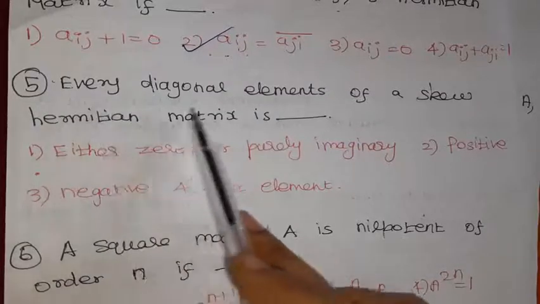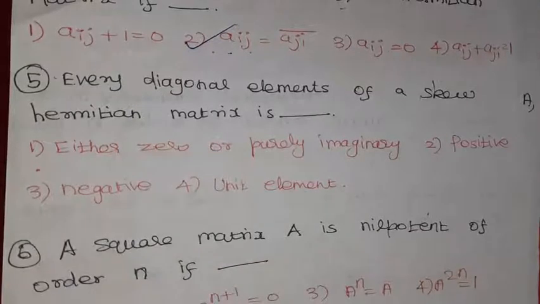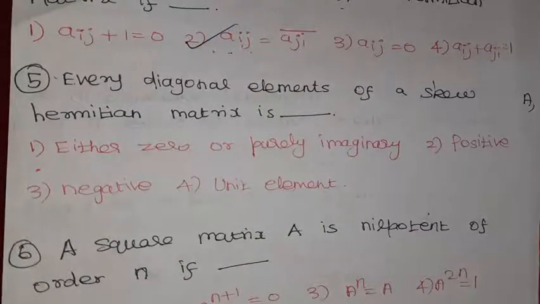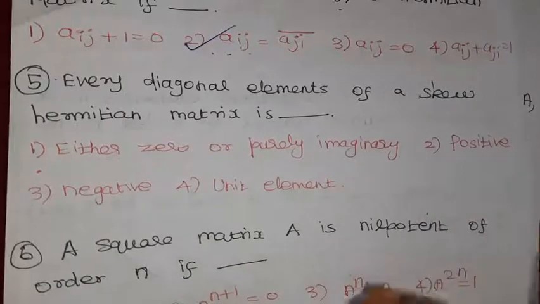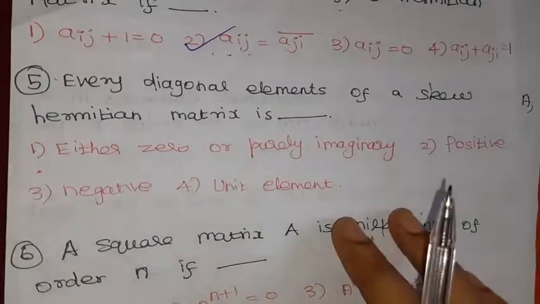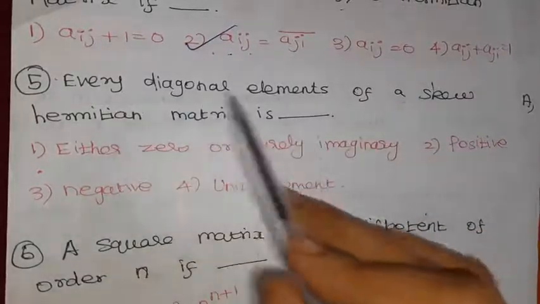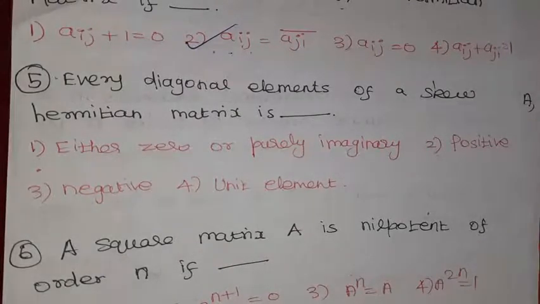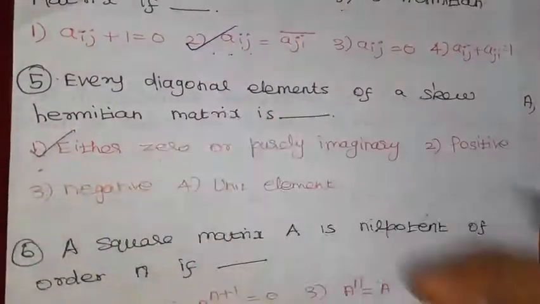Then question number 5: every diagonal element of a skew Hermitian matrix is... This is also based on the properties of matrices, guys. We should be very thorough with all the properties of matrices. Maximum questions asked in matrices depend on the properties; many questions have been asked based on the properties only. So what is the diagonal element of a skew Hermitian matrix? The diagonal element of a skew Hermitian matrix is either 0 or purely imaginary.